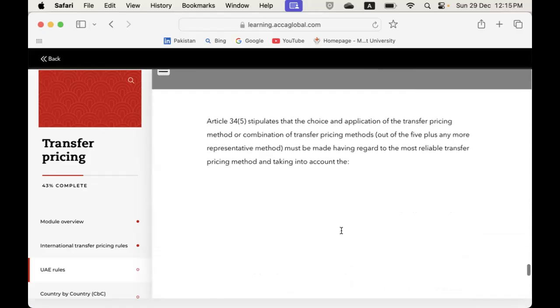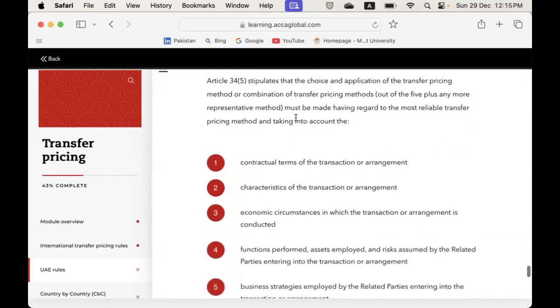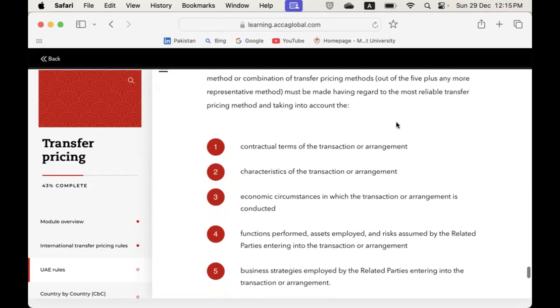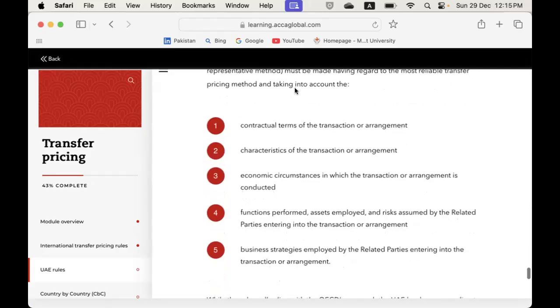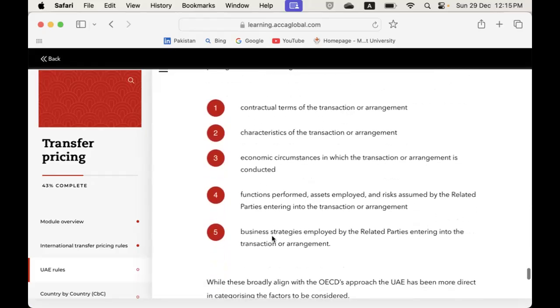Relevant factors. Article 34 stipulates that the choice and application of the transfer pricing method or combination of transfer pricing methods out of the 5 plus any more methods must be made having regard to the most reliable transfer pricing method and take into account these relevant factors. What are those relevant factors? Contractual terms of the transactional agreement. Characteristics of the transaction or arrangement.